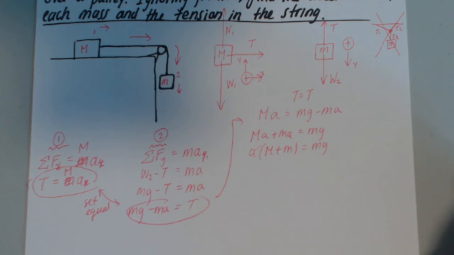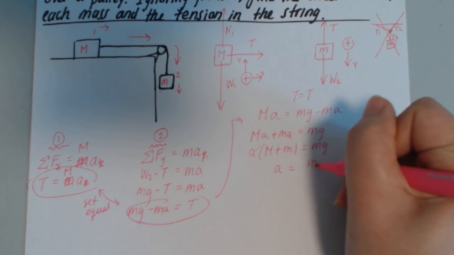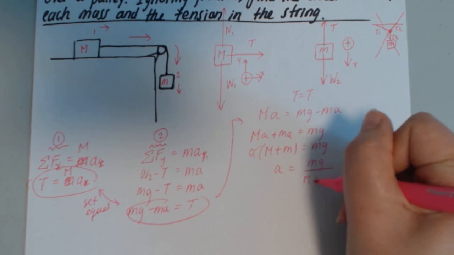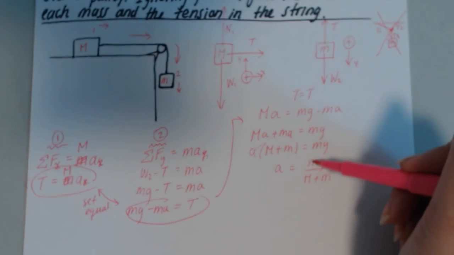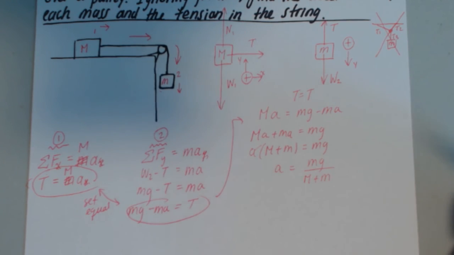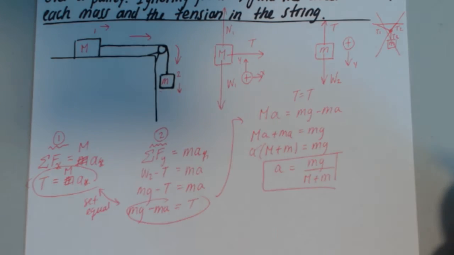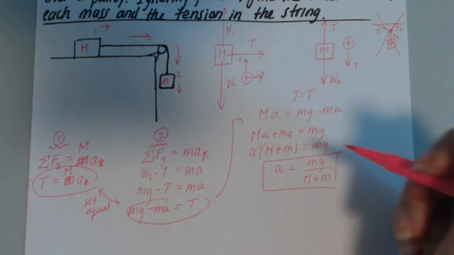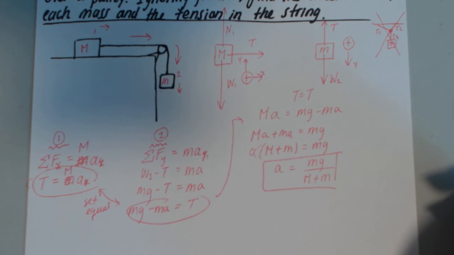Now you're trying to get a by itself, so divide by what a is currently being multiplied by. So a is equal to little m g over capital M plus little m. Now our answer is in terms of the masses, and g is a constant. That's fine. You can leave that as is. So there is the acceleration, and that is the acceleration of each block. Remember, like I said, because they're connected with a single rope.